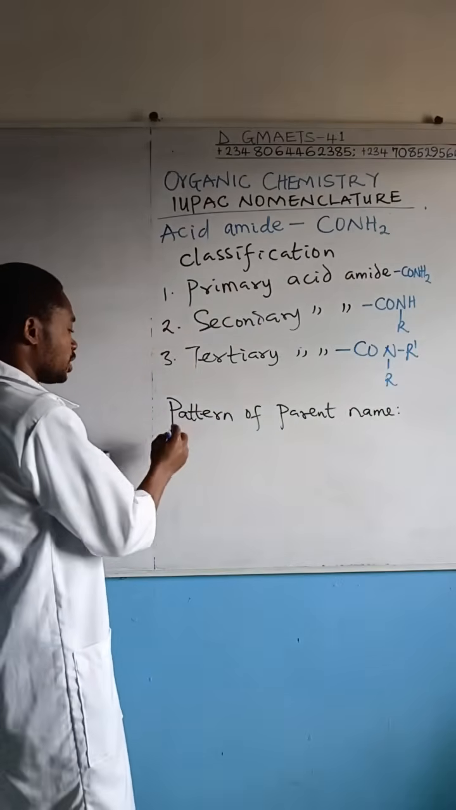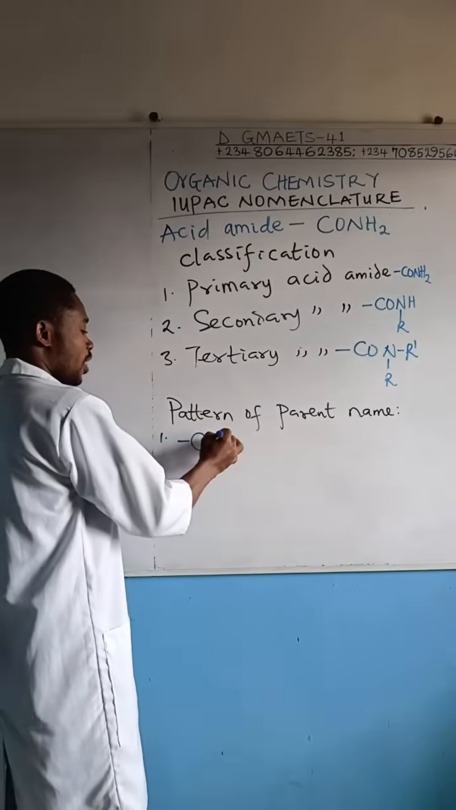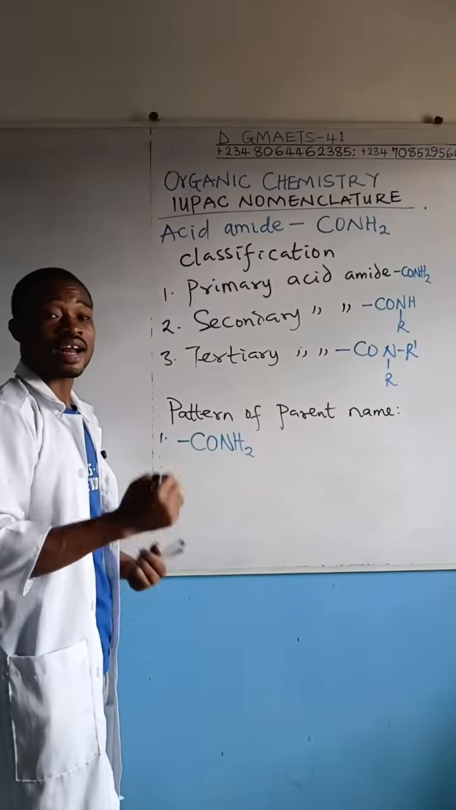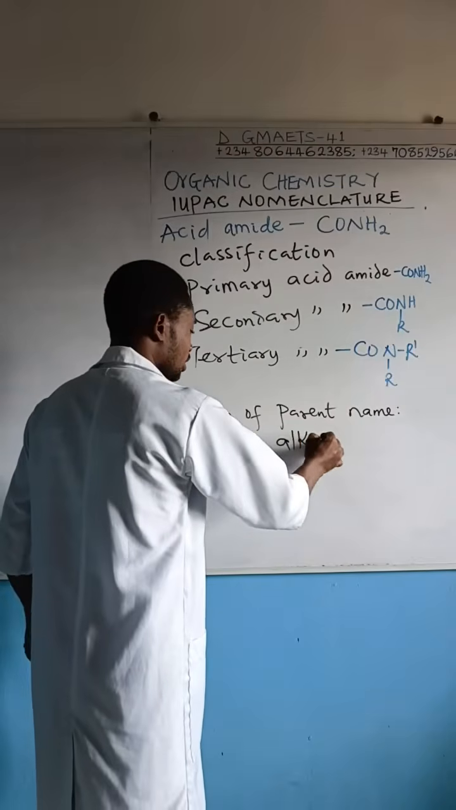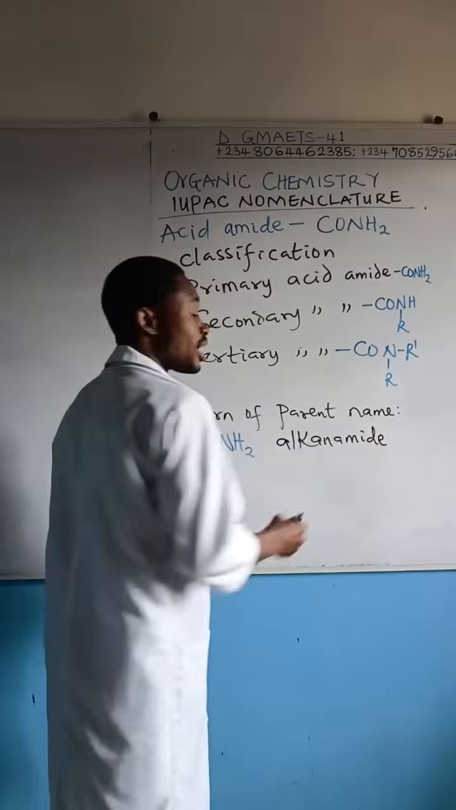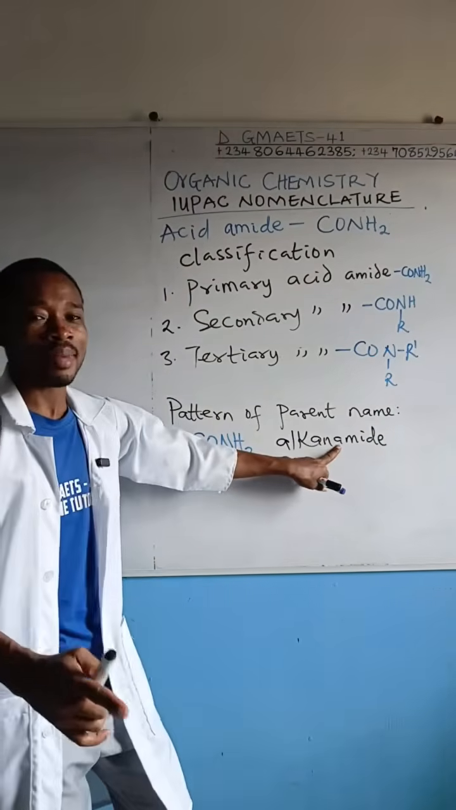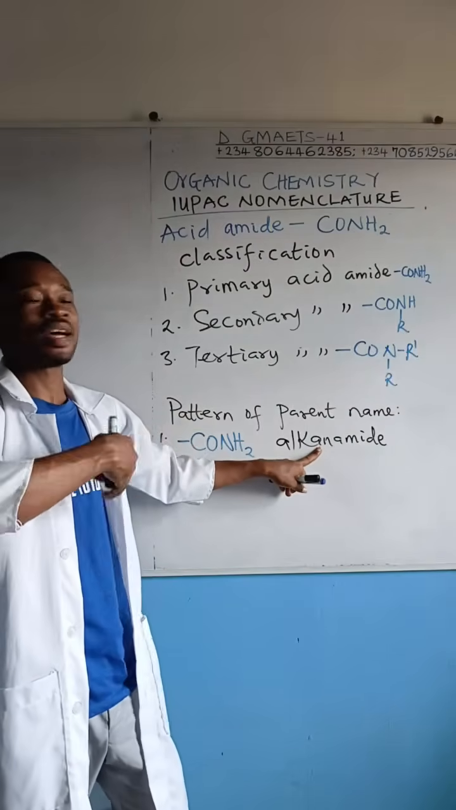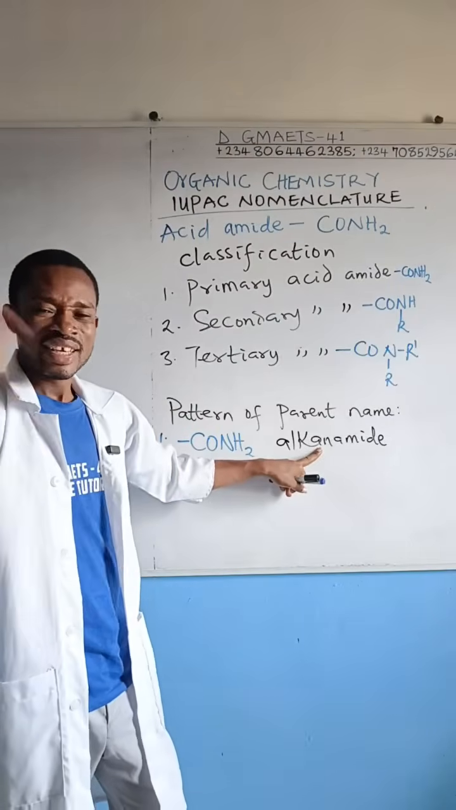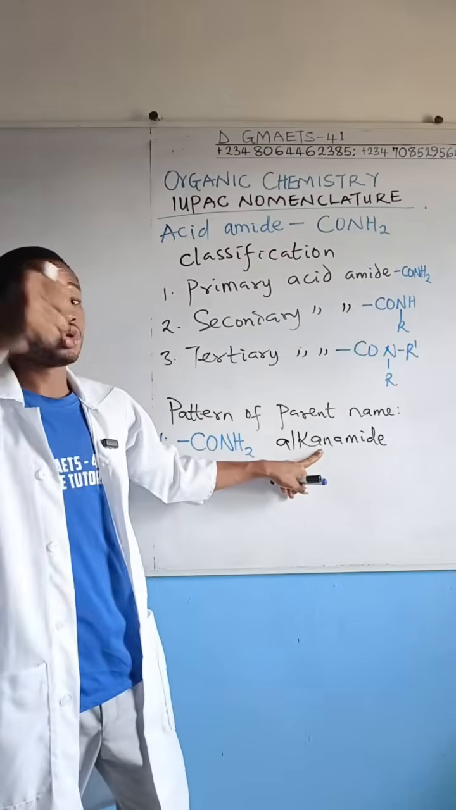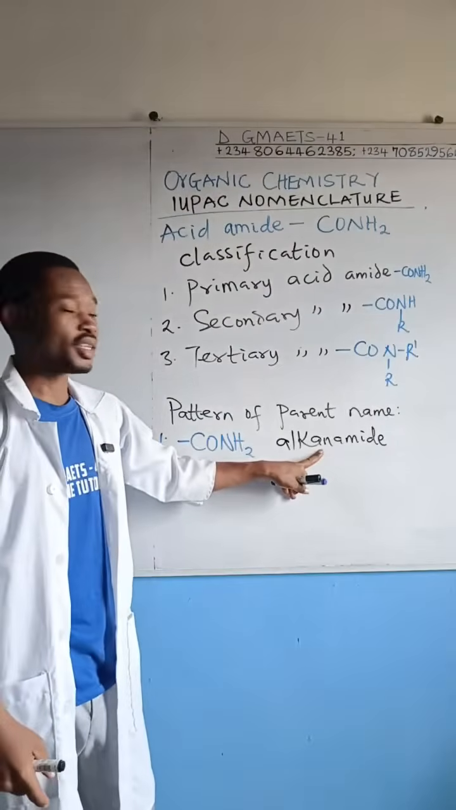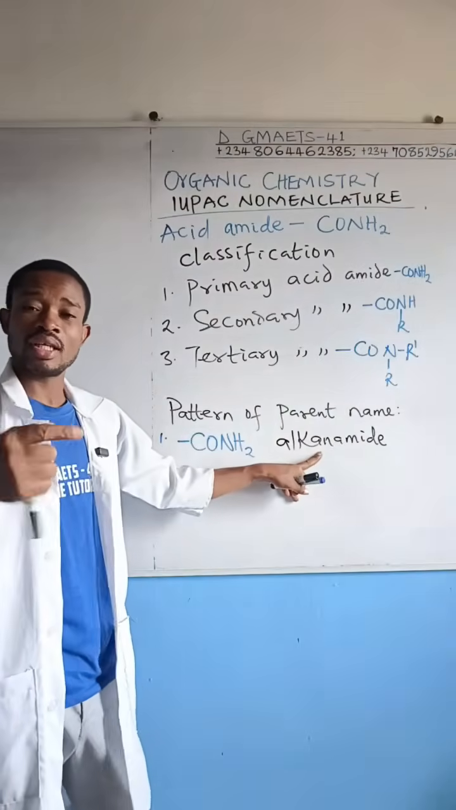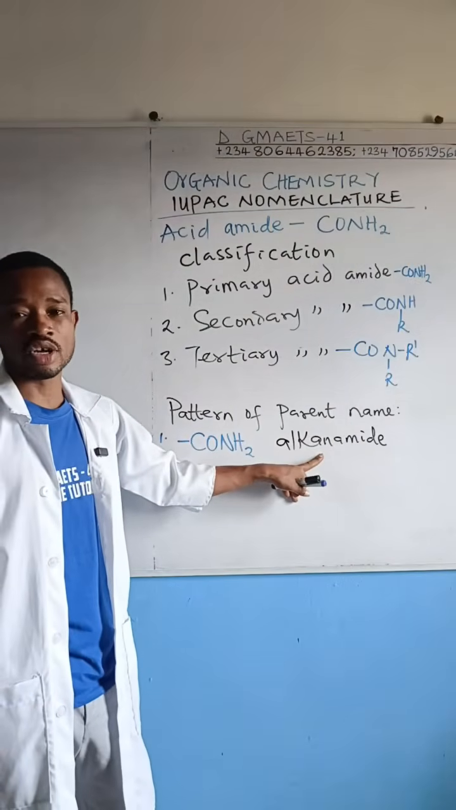Now, for the first one, which is the primary acid amide, the parent name is simply alkanamide. If everything between the carbon atoms in the skeleton is a single bond, it is alkanamide. If you have a double bond within the structure, like you saw under alkanoic acid, it will now become alkenamide, and the something is the position of the carbon atom bearing the double bond.